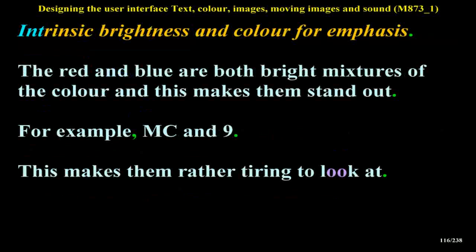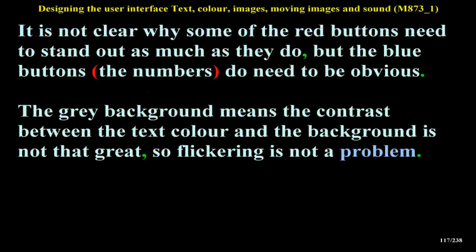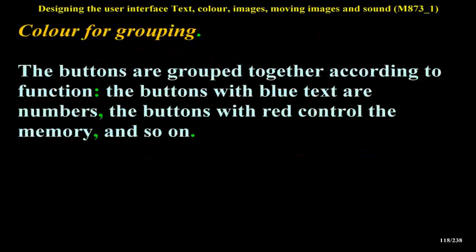Intrinsic brightness and color for emphasis. The red and blue are both bright mixtures of the color, and this makes them stand out. This makes them rather tiring to look at. It is not clear why some of the red buttons need to stand out as much as they do, but for the blue buttons, the numbers do need to be obvious. The gray background means the contrast between the text color and the background is not that great, so flickering is not a problem.